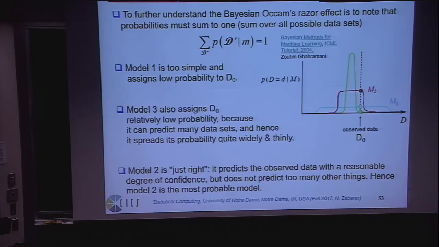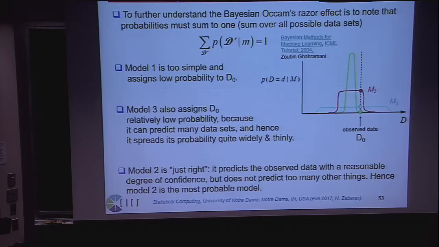All right? So here is what you do. If you plot this marginal likelihood versus all possible data sets, a very complex model will spread around over a big range of data sets, but the corresponding probability has to be small. Why? Because when you sum over all of this, it has to be equal to 1.